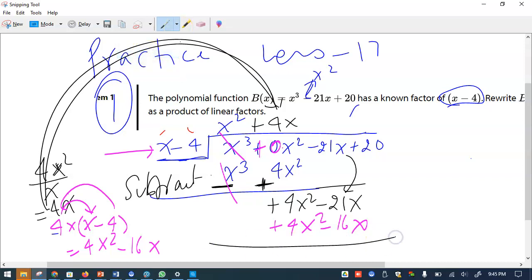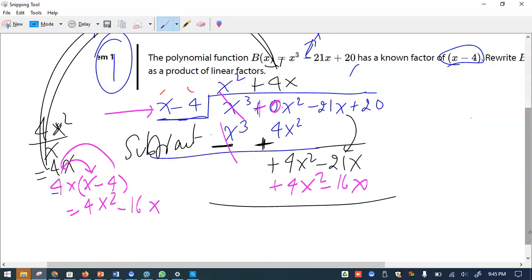And then change the sign. This will be minus and this will be plus. So no more the top one. This crosses out, I get 0. And if you do minus 21 and plus 16, I'm working on this one, that will be minus 5, right? So this will be minus 5. And then drop down this 20 right here.